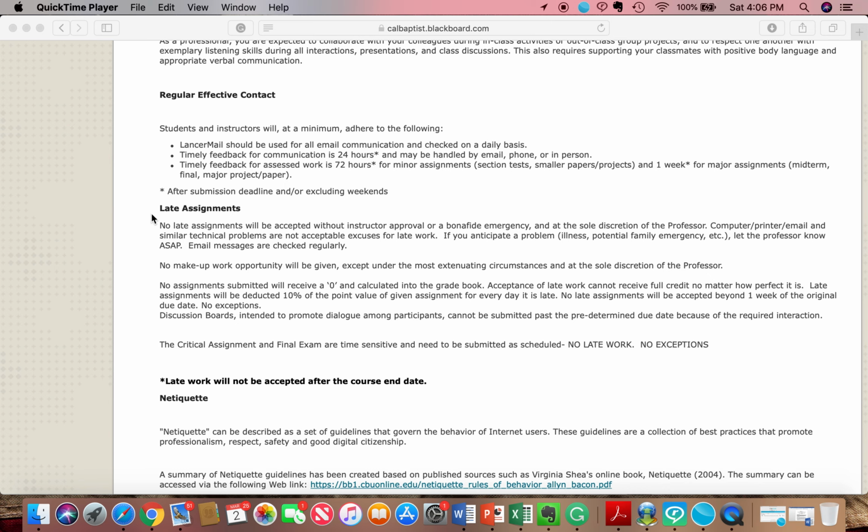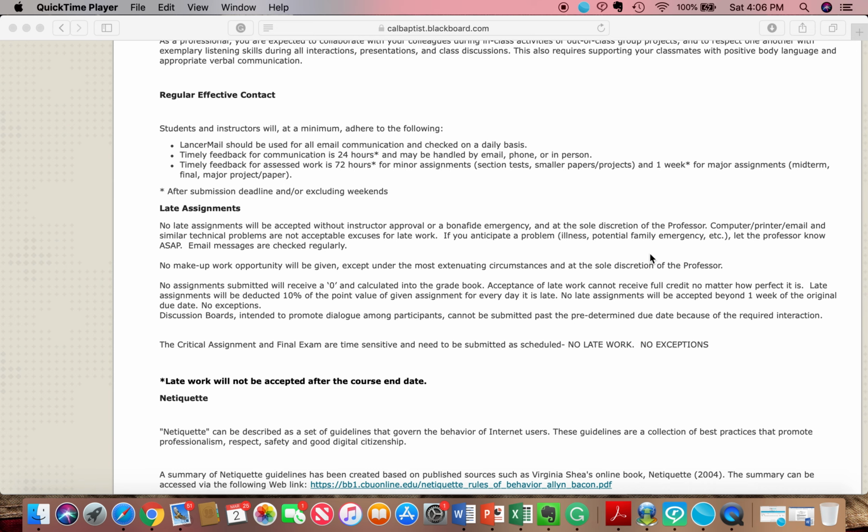is late assignments. So I'm going to read through this very clearly and talk you through it. No late assignments will be accepted without instructor approval or a bona fide emergency and at the sole discretion of the professor. Computer, printer, email, and similar technical problems are not acceptable excuses for late work. If you anticipate a problem, illness, potentially family emergency, etc., let the professor know ASAP. Email messages are checked regularly. No makeup work opportunity will be given except under the most extenuating circumstances and at the sole discretion of the professor. No assignment submitted will receive a 0 and will be calculated into the course gradebook.